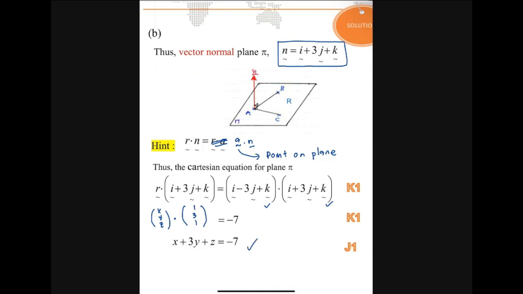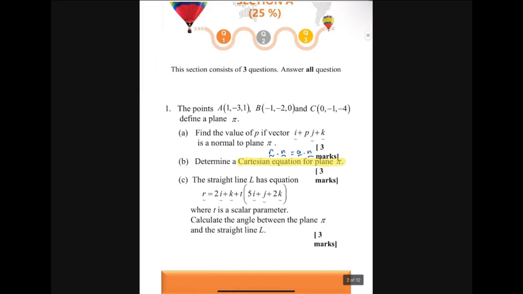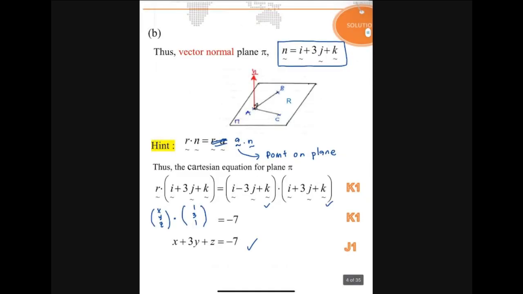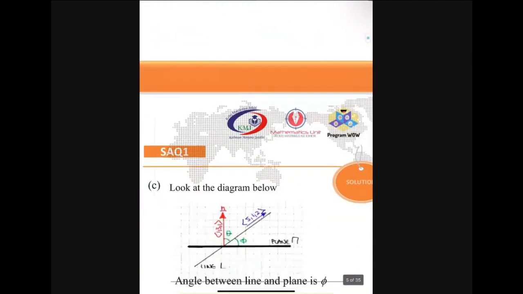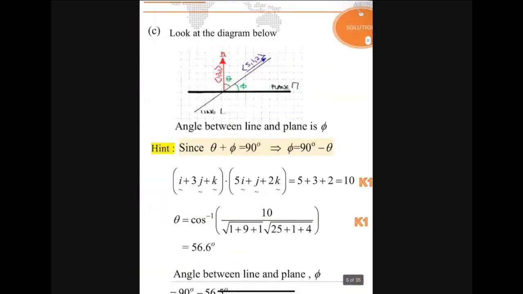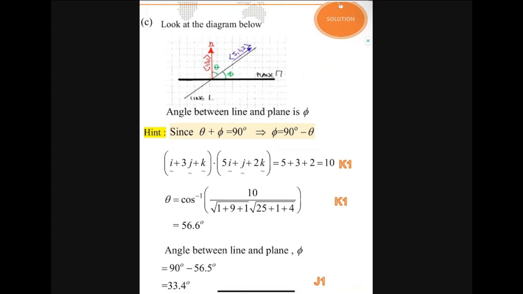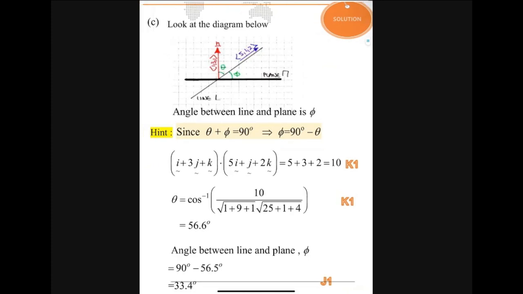Moving on to question C. So we have a straight line now. Our equation is in the form of a vector equation, and t is a scalar here. We have to calculate the angle between the plane and a line. In order to find the angle, we have a fixed formula. You have to use cos theta between the direction vector of the line and the normal vector of the plane, and then divide by its magnitude. So find one by one.